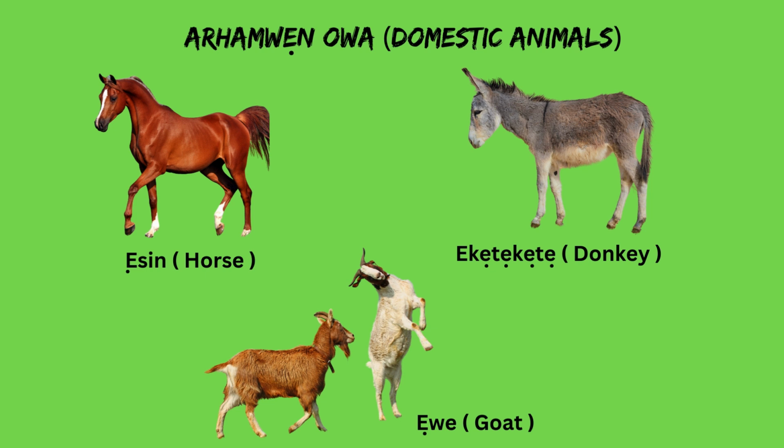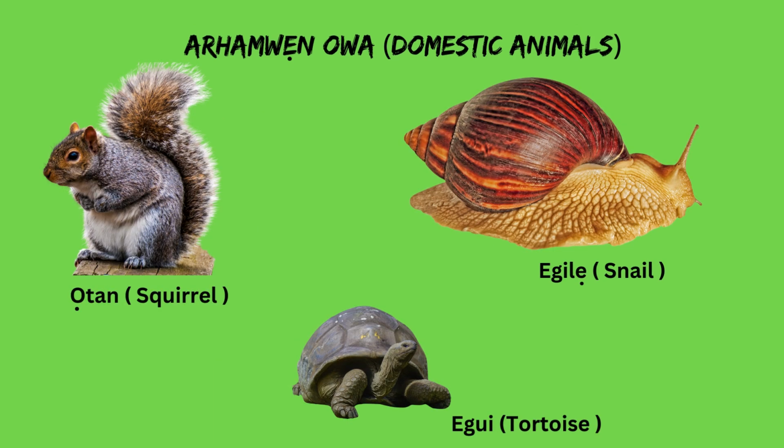Esi is the horse. Kete is the donkey. Ewe is goat. Esi, ewe, they have the dot under the first E. They have the underdot. Kete has no dot under the first E. Kete, esi, ewe.